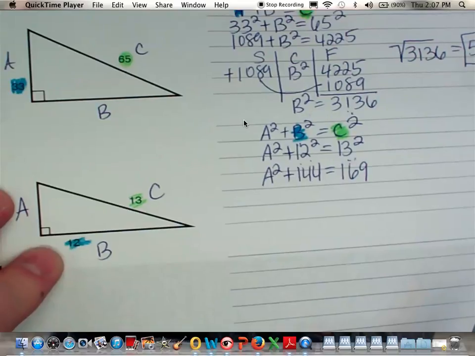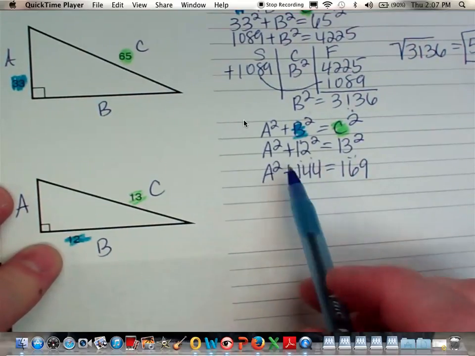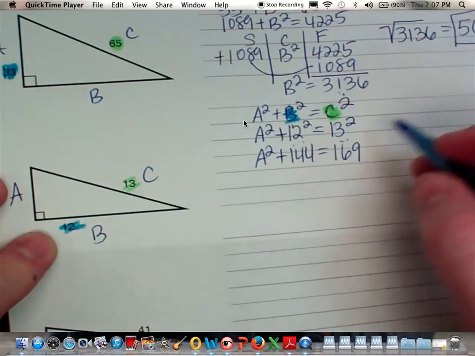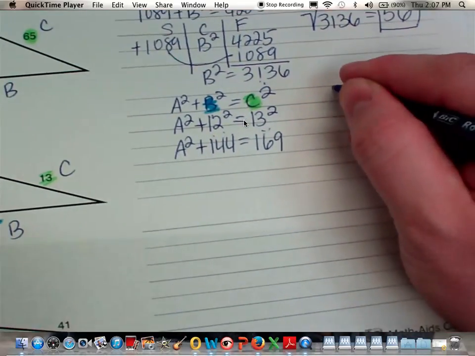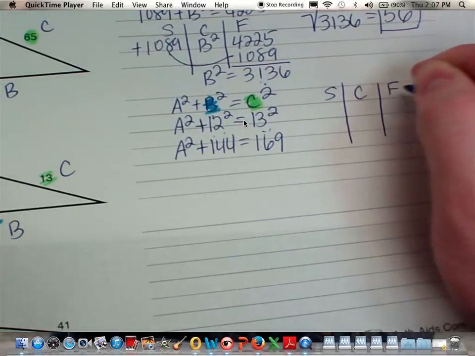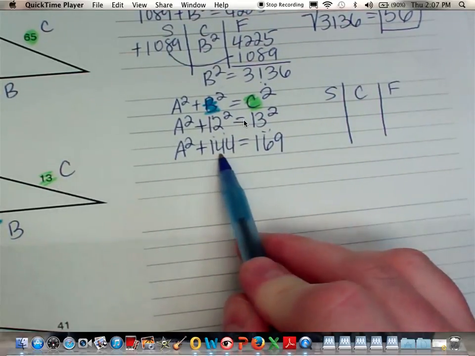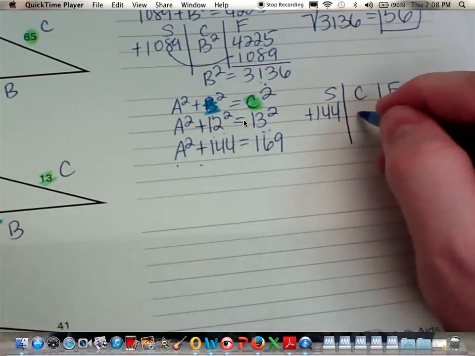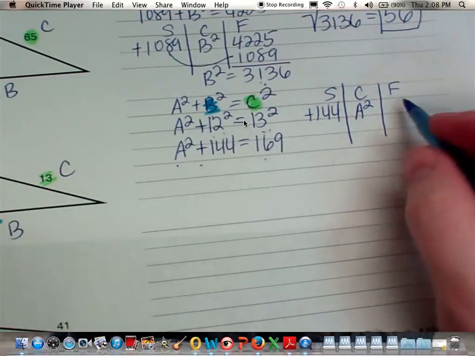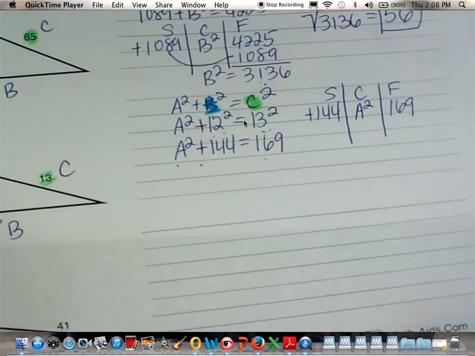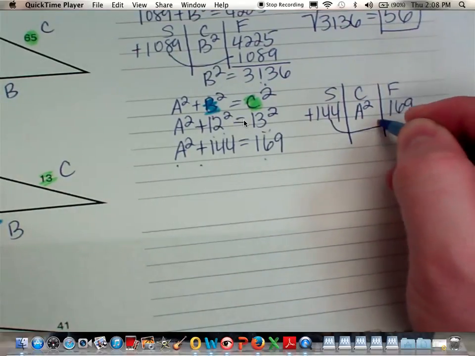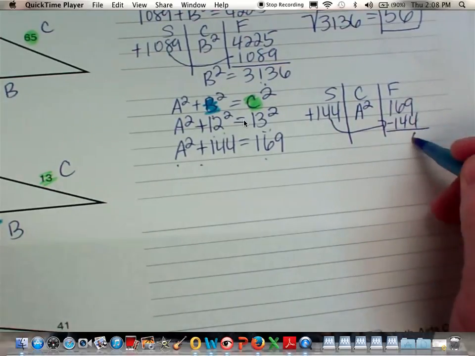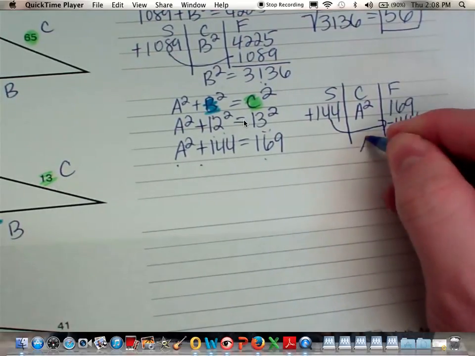And now I'm ready to do my start, change, and finish, my third step. Because I've done my second step, wrote down the equation, filled in my info. Now I'm ready to do my start, change, and finish. I'm going to scoot him over here. My start is going to be 144, and he's a plus. There's a plus sign. My change is A squared. My finish is 169. I'm going to bring him over here by subtracting 144. That's going to give me 525 equals A squared.